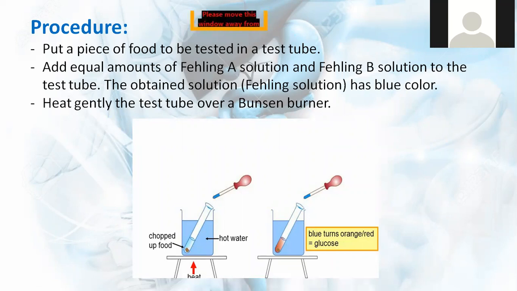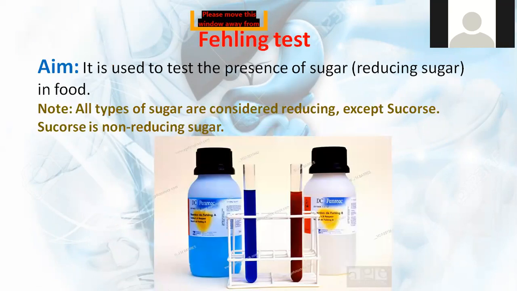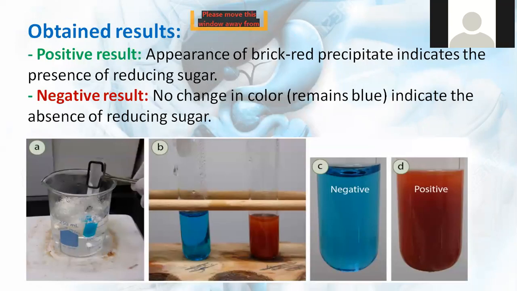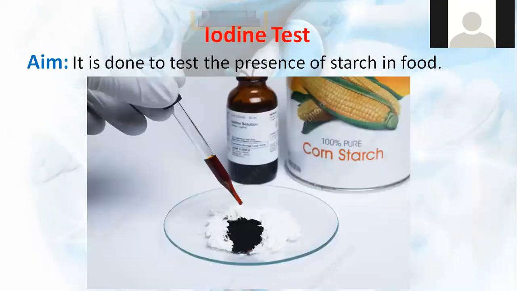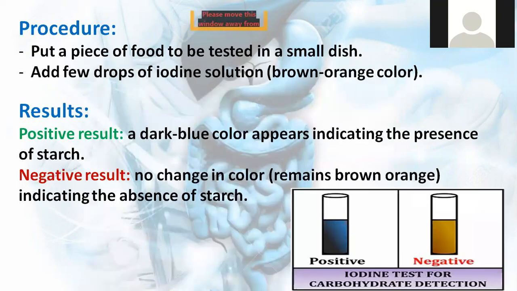So here are the three tests. So we have three tests as a conclusion. The first test is the Fehling test. It is done to identify the presence of reducing sugar. If it's a positive result, it gives brick red precipitate, and if it's negative, the solution remains blue. The second test is the iodine test. It gives dark blue color with starch, and if it's a negative result, the solution remains brown or orange in color.